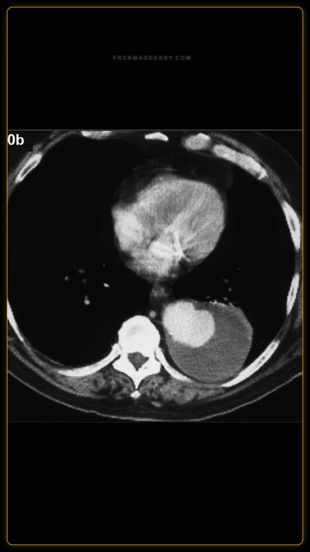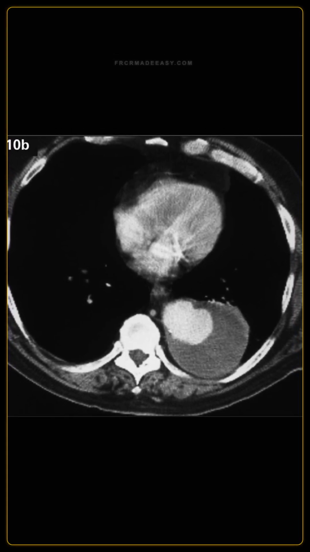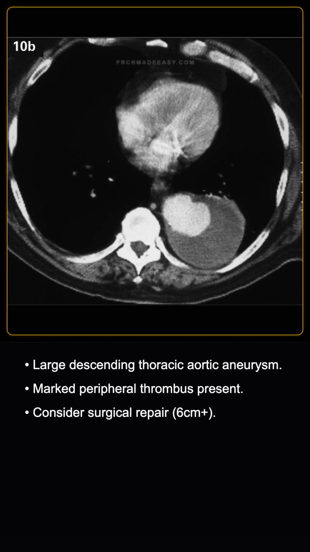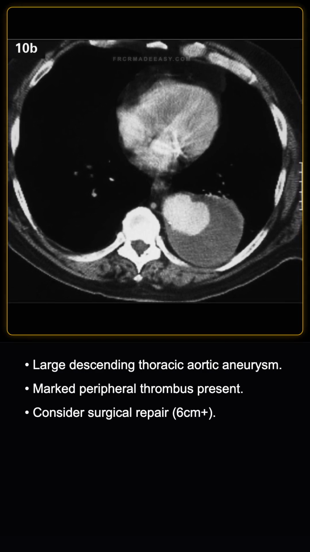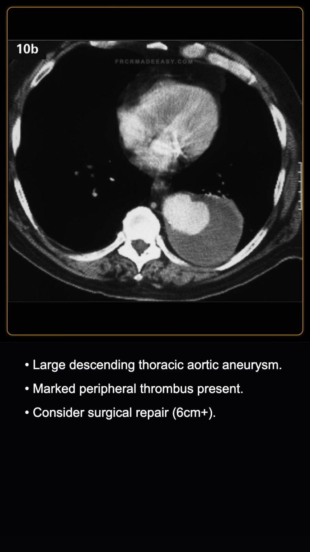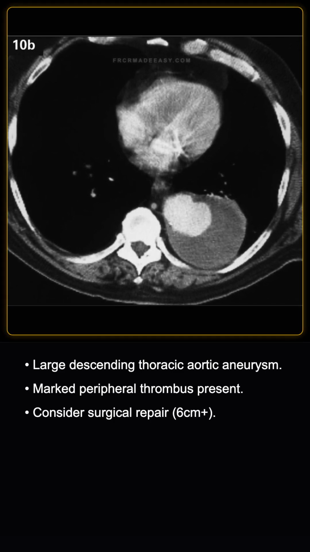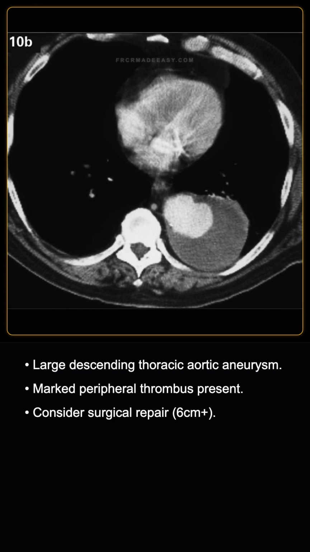I am displaying an axial contrast-enhanced CT image of the chest. Describe the findings. As seen in this axial contrast-enhanced CT of the thorax, there is a large descending thoracic aortic aneurysm. There is a marked amount of peripheral thrombus present. Surgical repair is considered when descending thoracic aneurysms exceed 6 centimeters in diameter.